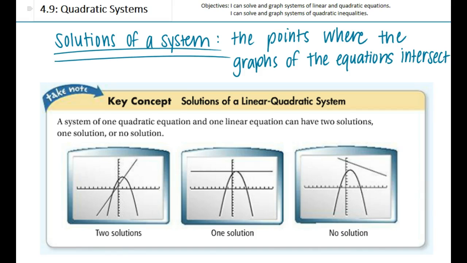So let's recall what solutions of a system are. They are the points where the graphs of the equations intersect. When you are working with a linear quadratic system, that means you have one linear equation and one quadratic equation. There are three possibilities. You can have two intersection points as shown in the first picture, one intersection point as shown in the middle picture, or no intersection points as shown in the last picture. For those three situations, the solutions would be either two solutions, one solution, or no solutions.